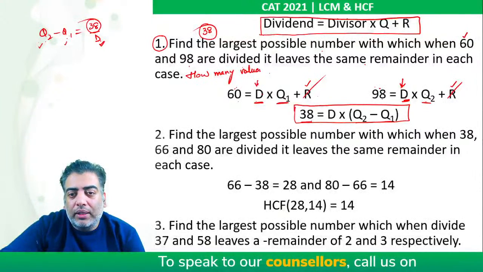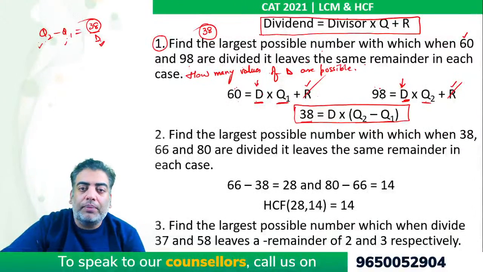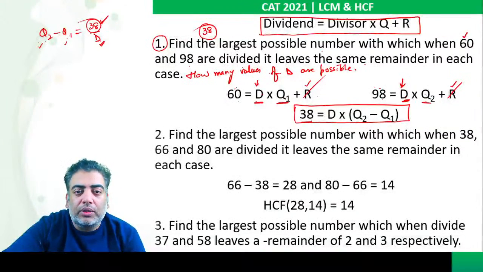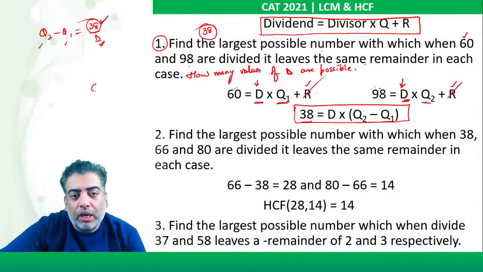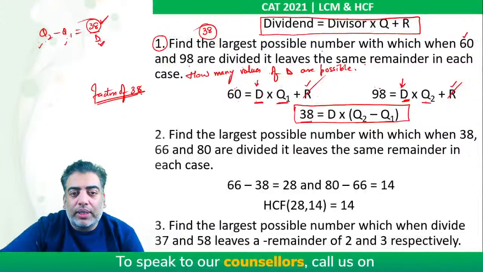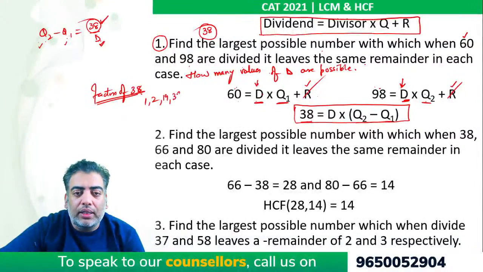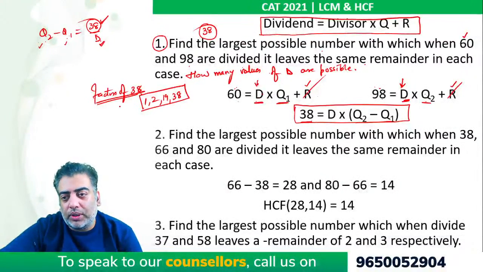On the other side, if we ask you how many values of D are possible, then please keep in mind the values of D are always going to be factors of 38. All factors of 38 can be the values of D. So they came out to be 1, 2, 19 and 38 itself. So they are the four values which are possible.